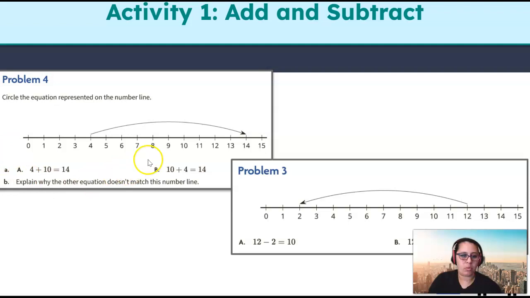Let's do problem 4. Well, let's do 3. Let's do 4. We're going to get tricky here. Well, let's do 3, okay? Because that last one was tricky. So we have 2 here. A is 12 minus 2 equals 10. And the second equation, B, is 12 minus 10 equals 2.